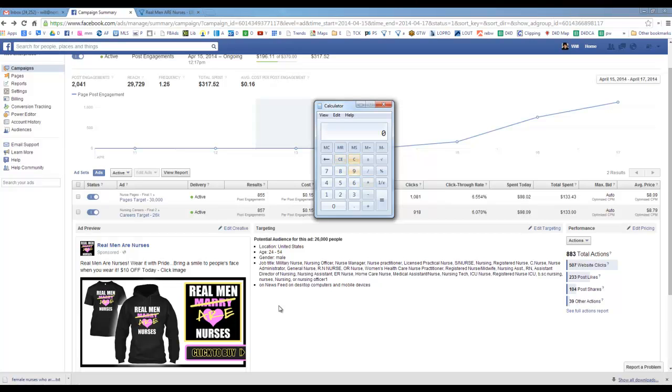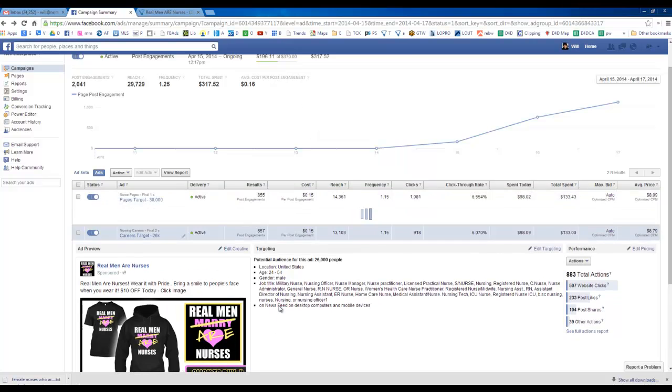So here on this ad, $133 spent divided by 507 website clicks gives us 26 cents. Now that's up quite a bit. Remember, I think at our best we were probably around 17, 18 cents. So that's increased to about 26.2 cents.